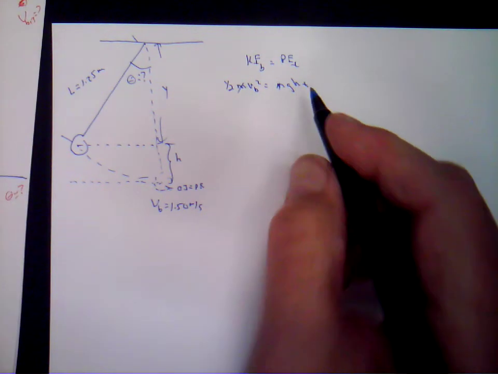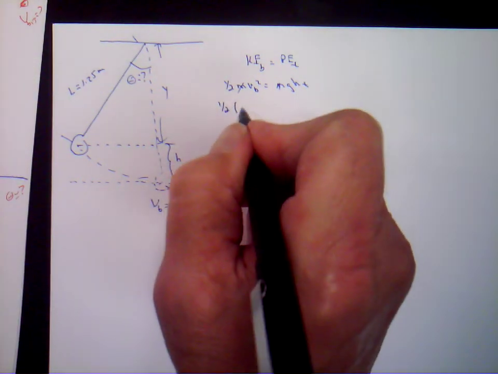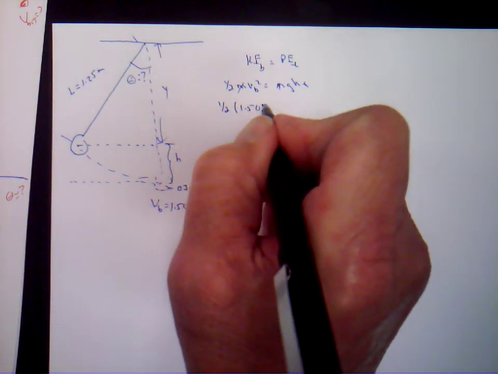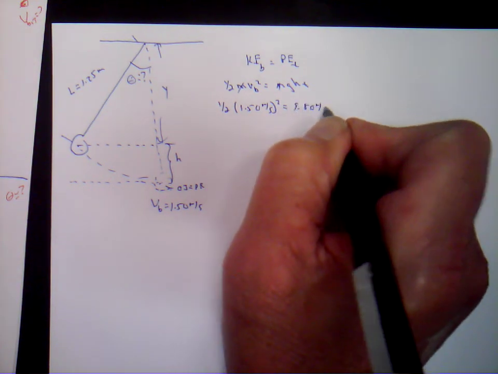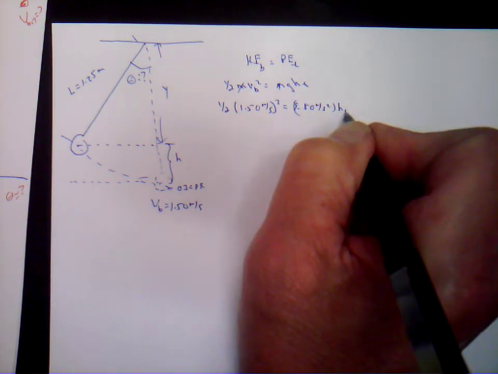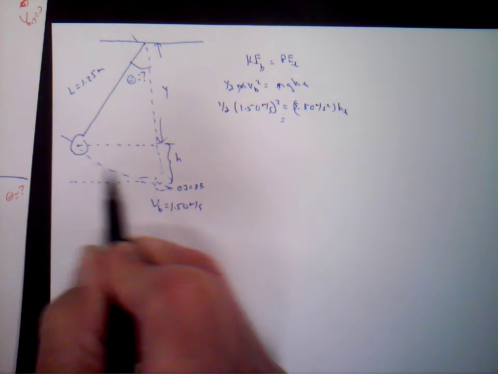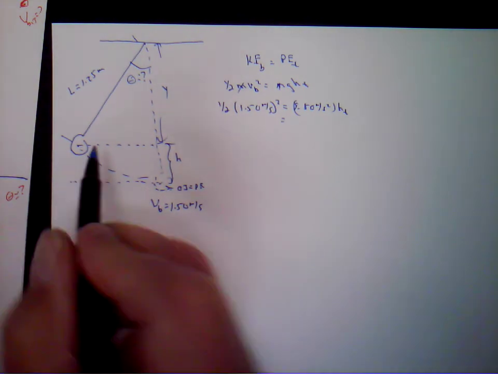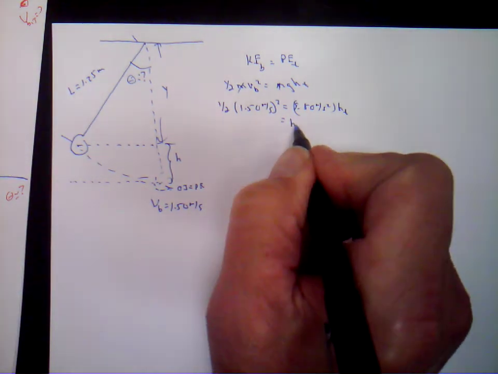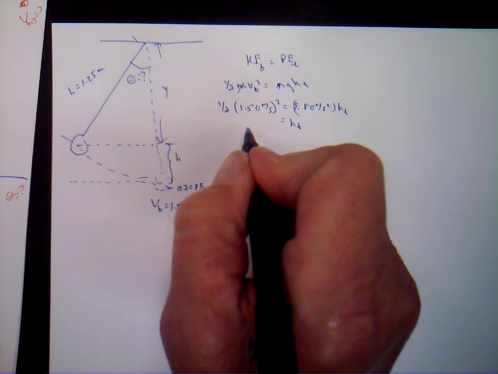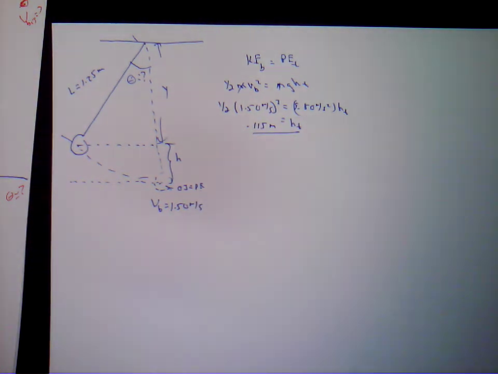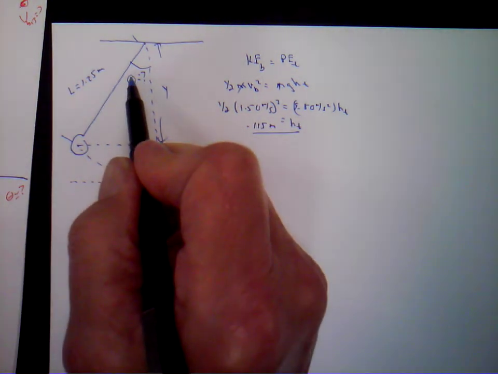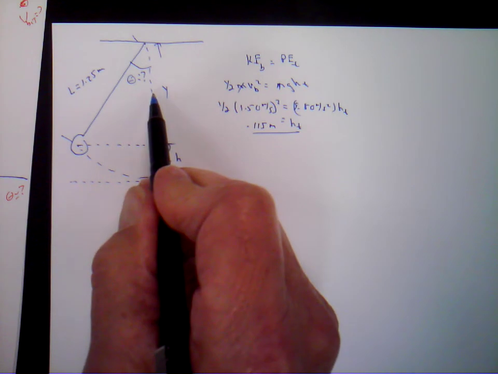And so we're going to put in 1/2, the velocity is 1.50 meters per second, all squared, equals 9.80 meters per second squared times this height, which is the height it went vertically from the bottom to the top. Do the algebra on this, and this height is going to be 0.115 meters. Keep correct significant digits.